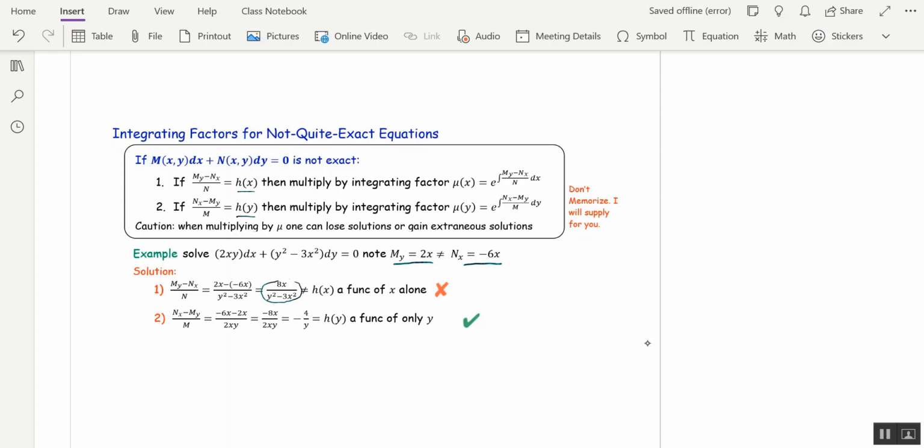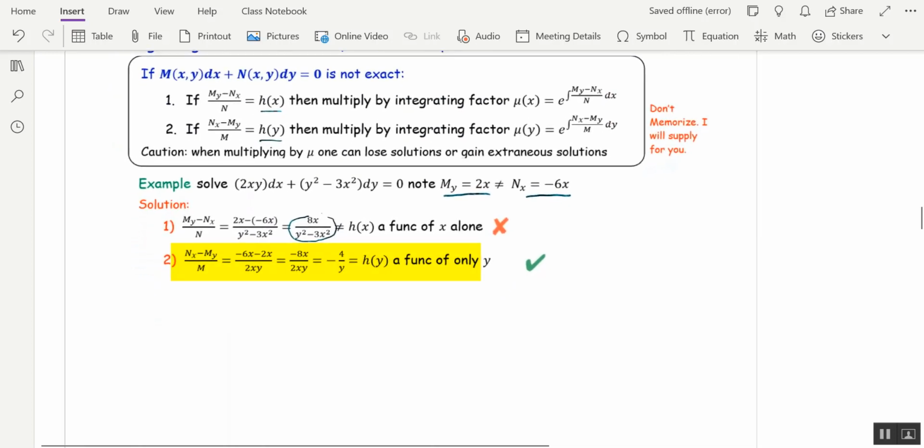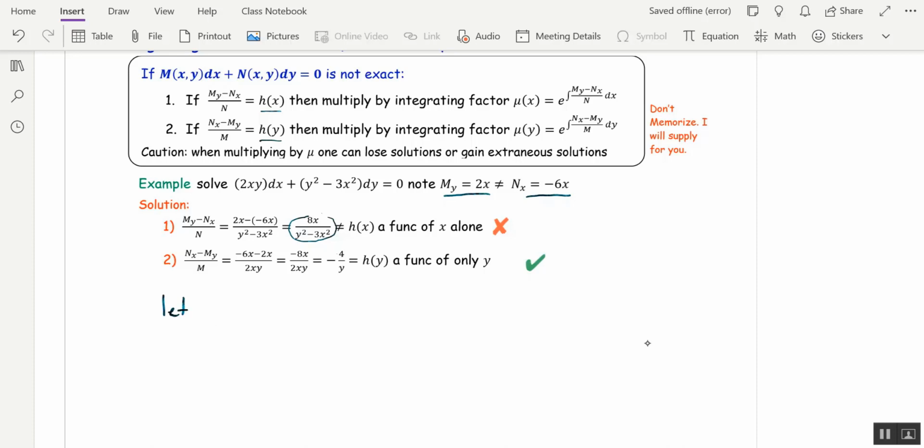So I moved on to expression 2. nx minus my over m. Sometimes you have to do some algebra here in order to make this work, but I was able to cancel the x's and I got negative 4 over y. That's a function of y. So I'm going to make this integrating factor. Let mu of y equal e to the integral of negative 4 over y dy. So I'm just using this formula right here.